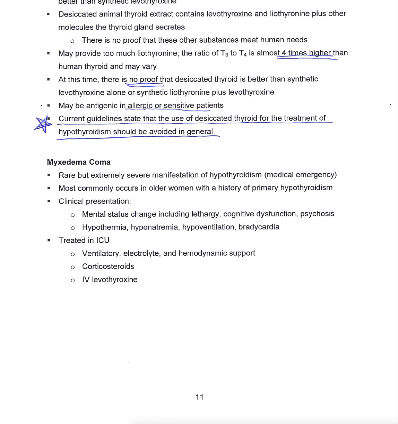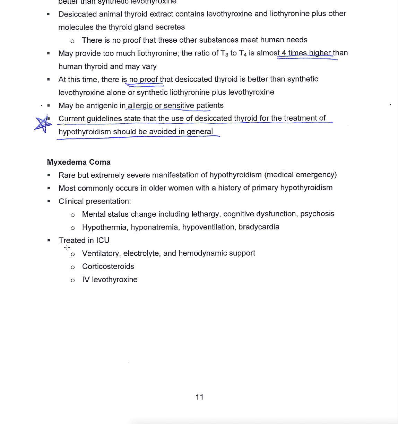All right, so the last point is myxedema coma. It is extremely rare, but an extremely severe manifestation of hypothyroidism. So this is a medical emergency. It occurs mostly in older women with a history of primary hypothyroidism. So the clinical presentation is basically mental status change, which is a major thing for those patients who have hypothyroidism, and it can develop even to psychosis. And hypothermia, hyponatremia, hypoventilation, and bradycardia are the clinical signs. So this really is a medical emergency.